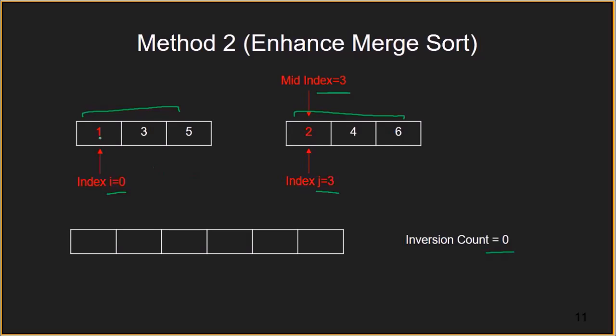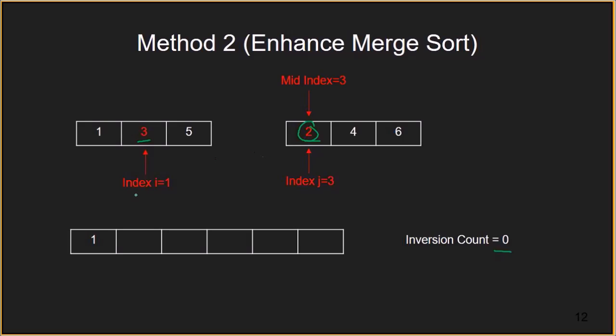Now we compare the two highlighted elements. One is smaller than 2, so we move it in the merged array and the inversion count remains 0. Now we compare 3 with 2. As 3 is greater than 2, we'll move the smaller element, that is 2, in the merged array. But before that, we see that we have encountered an inversion.